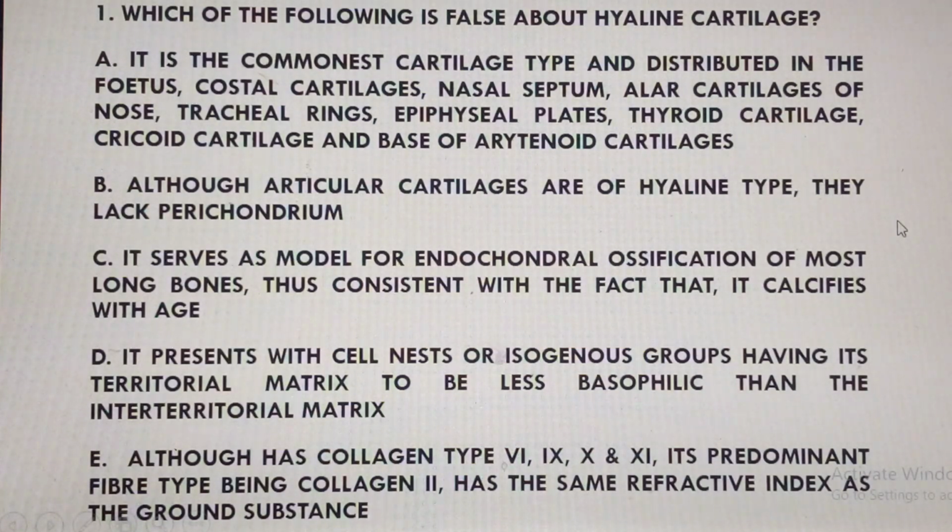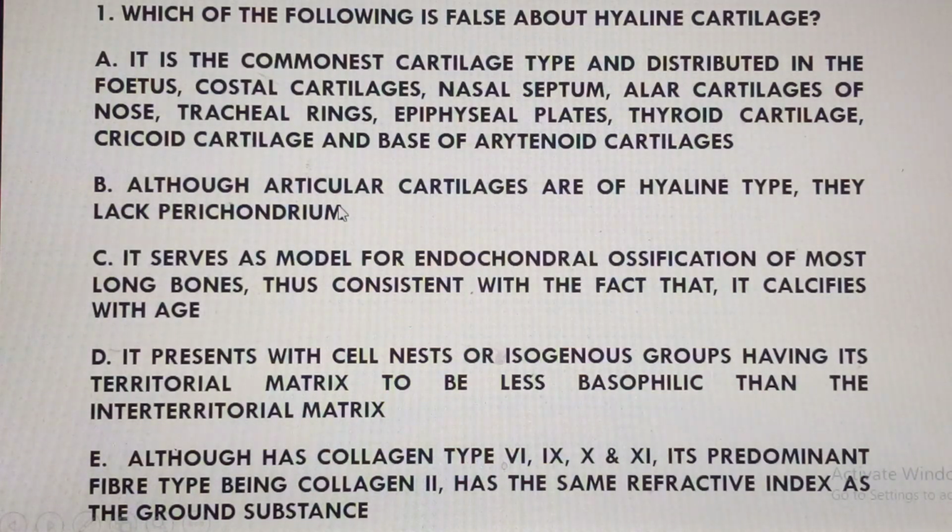Now, option B says, although articular cartilages are of hyaline type, they lack perichondrium. Yeah, that's a very true statement. Now, the reason why we are considering this hyaline cartilage to be a special type of connective tissue is that yes, it is actually lacking blood vessels. Neither does it have nerve supply. So it's actually avascular. We said that yes, connective tissues are supposed to have blood vessels, but cartilages are avascular. They also do not have nerve supply, and that is why most cartilages, including hyaline cartilage and elastic cartilage, are endowed with what we call perichondrium.